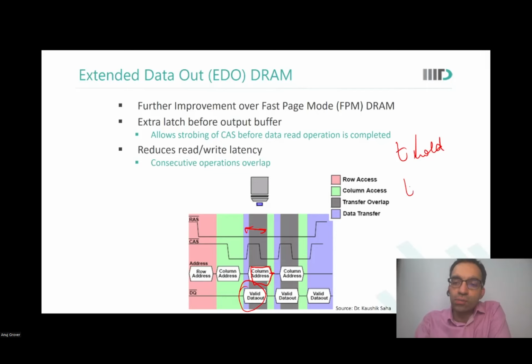T hold. We have two timings, T access and T hold. T hold means the minimum duration for which my previous data will be valid after the new address strobe comes. So that is a function of hold time. If that hold time is less, then this gray region will shorten. If that hold time is large, then whether this gray region shortens or not doesn't matter. You know that you're able to access faster.